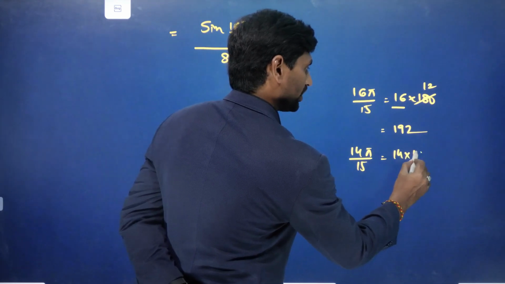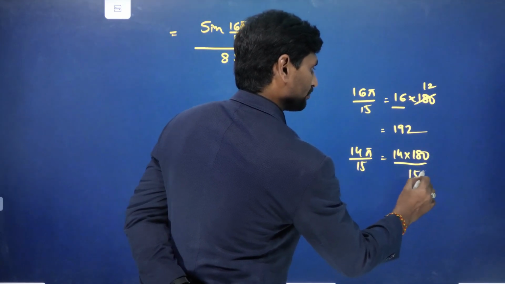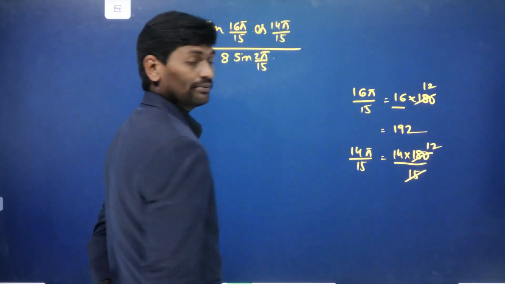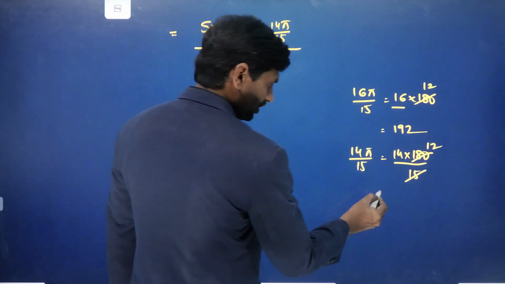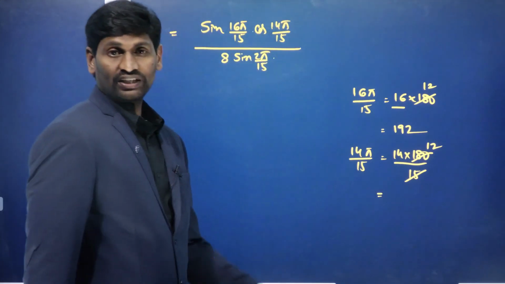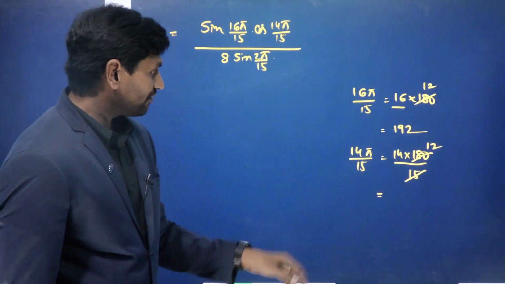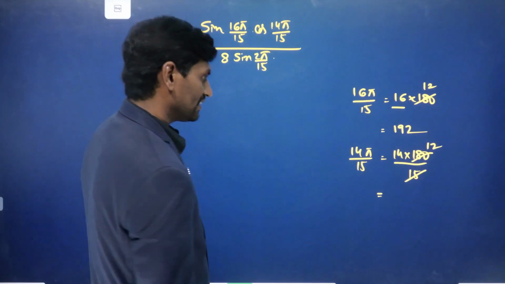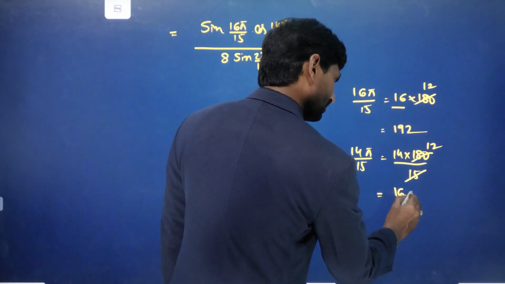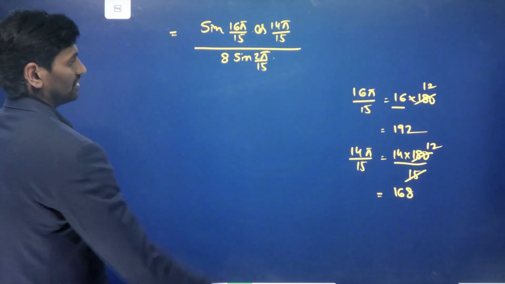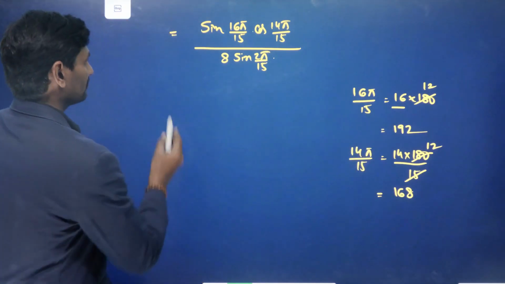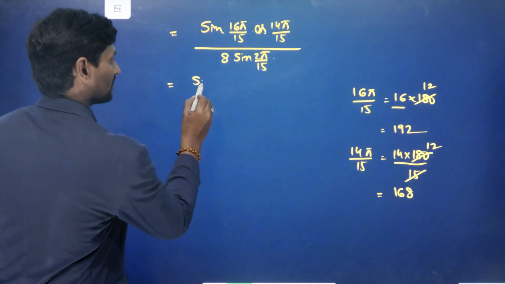14 into 180 by 15. Again 12 times. 14 12s. How much are 14 12s? 14 10s are 140. 14 11s are 154 and 168. So this value is 168. Okay? So this is 192 and 168. Let us simplify this.